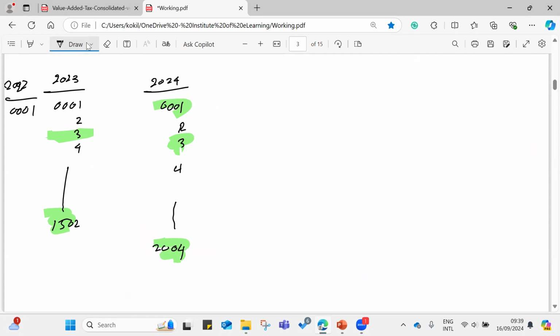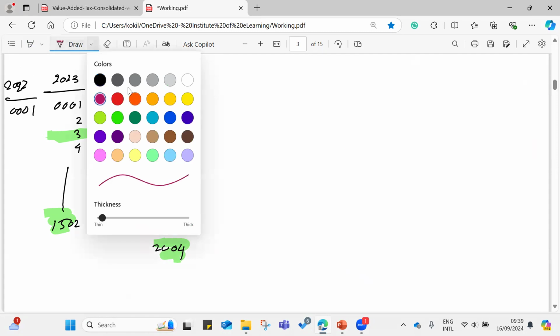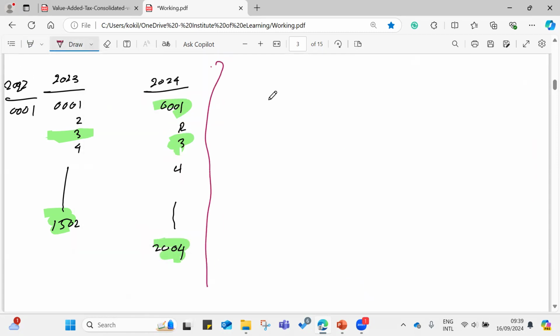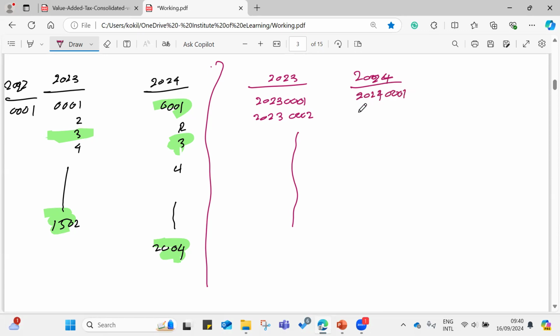In order to avoid this, what I suggest is you include the year. Let's say 2023, just issue the number with 2023 0001 and 2023 0002, and likewise you can issue. And when it comes to 2024, you can say 2024 001 and 2024 002, and likewise you can issue. Then there won't be any duplication.